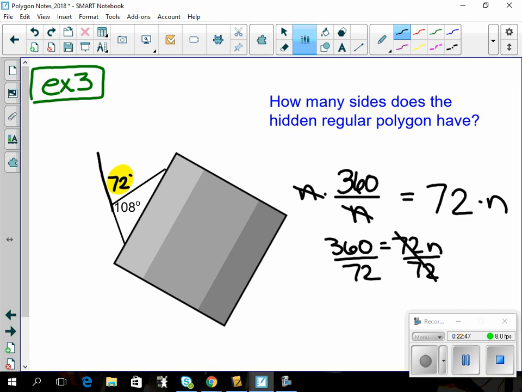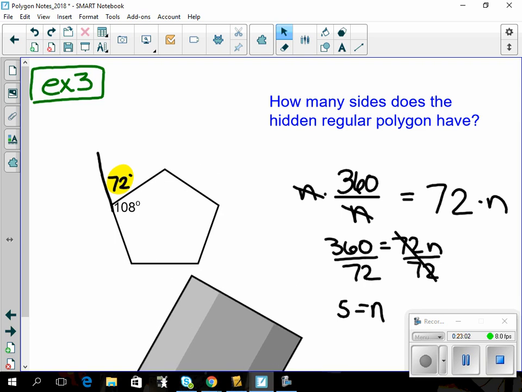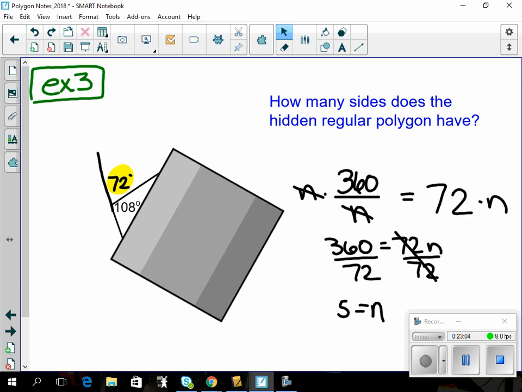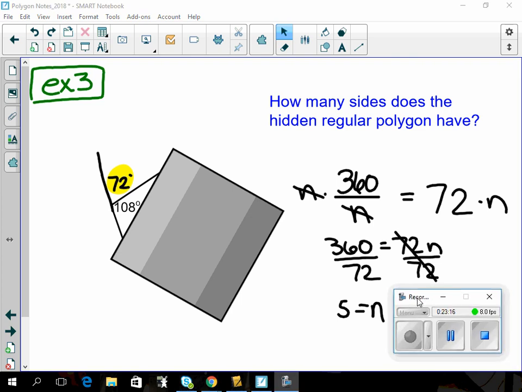So what kind of shape? What's the polygon underneath there? A pentagon. Because there are 5 sides. And since I have a smart board, I can check it and say, oh, I was right, it's a pentagon. But you're not going to have that luxury. 360 divided by 72. Okay? All right, so let's look at what I'm asking you to do next.